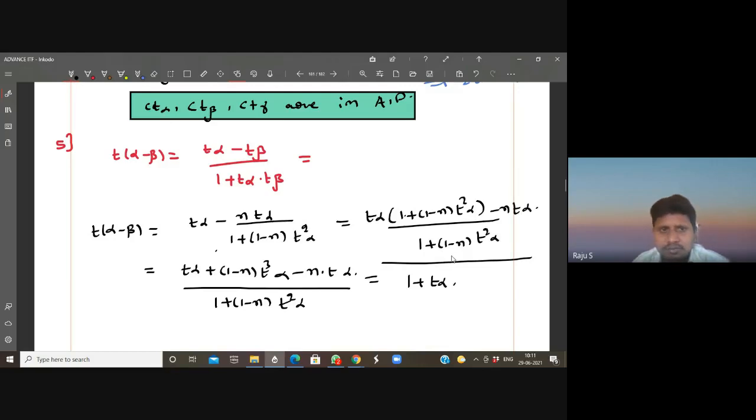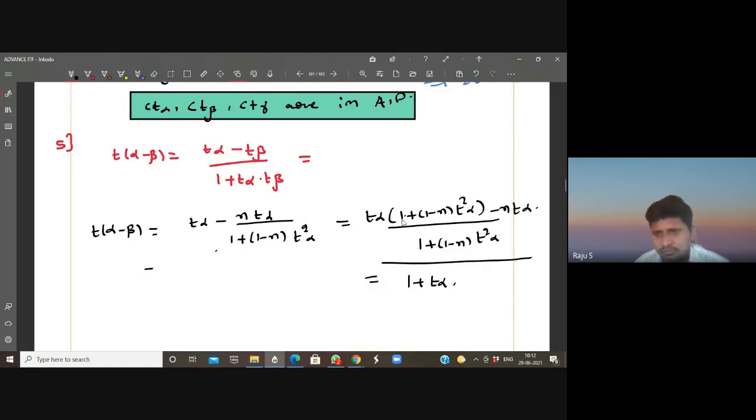What is the remaining story? Is that clear? Absolutely right. Here again we need to write the denominator. Okay, I'm right. Tan alpha into again tan beta value, by 1 plus 1 minus n into tan square alpha. Okay, right. Now simplify this.